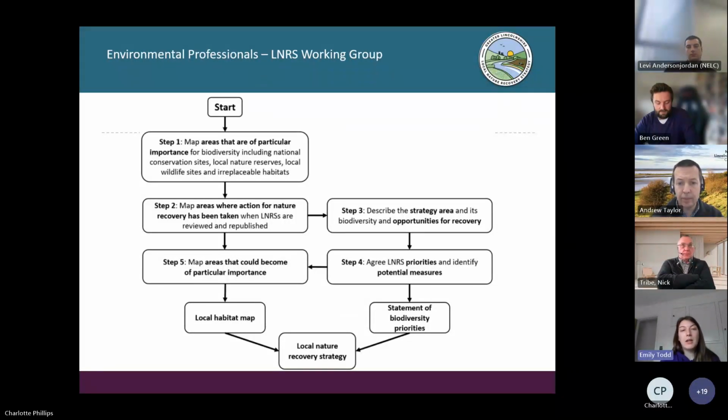We're mapping these areas for nature recovery first, but also identifying areas where they're able to provide wider environmental benefits. And as I said, the local habitat map and the statement of biodiversity priorities need to link well with each other. So the descriptions and the approach that we take to mapping should reflect each other.